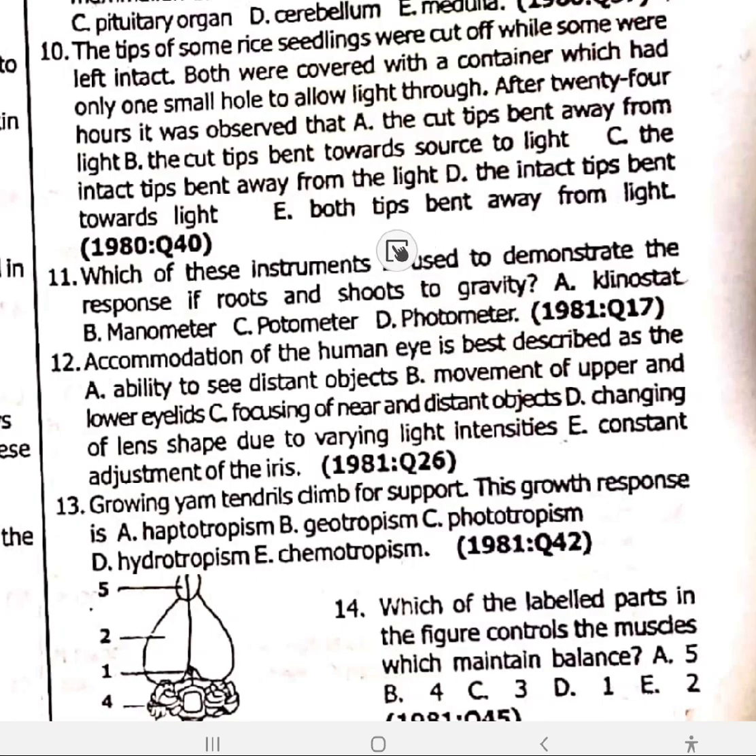Number 11. Which of these instruments is used to demonstrate the response of root and shoot to gravity? Please pay keen attention to this question 11. Clinostat is the answer. I want you to rewind the video again. Clinostat is the answer to number 11. Number 12. Accommodation of the human eye is best described as, remember we talked about accommodation, option C, focusing of near and distant objects.